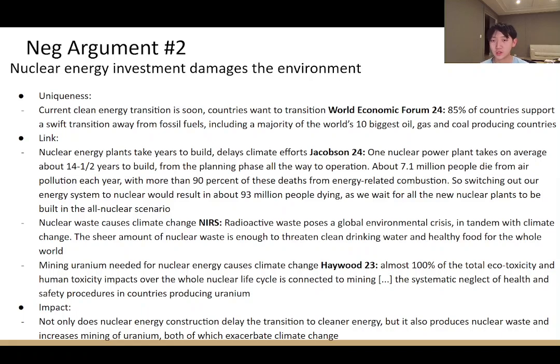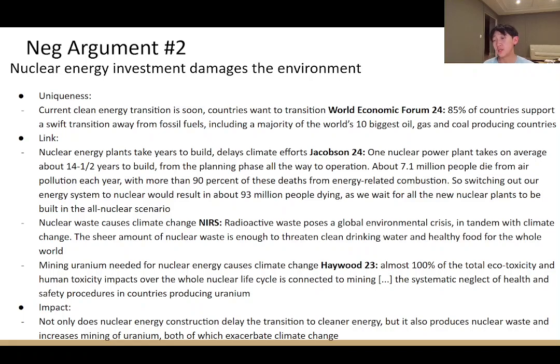Nuclear power plants don't create CO2, but they actually create physical offsets, and that is nuclear waste. According to the NIRS, radioactive waste poses a global environmental crisis in tandem with climate change. The sheer amount of nuclear waste is enough to threaten clean drinking water and healthy food for the whole world. I'm pretty sure the nuclear energy industry already has a place where they dump nuclear waste.